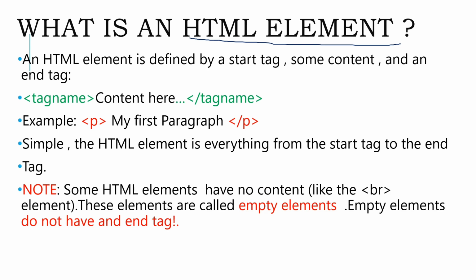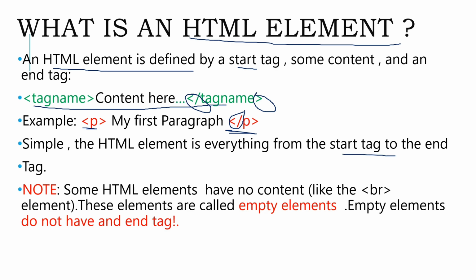And what is an HTML element? An HTML element is defined by using a start tag with some content and the end tag. Here is an example of a paragraph tag. P indicates a paragraph. Every element, every tag, starts with one angular brace and closes with another angular brace. So an HTML element is nothing but an opening tag, content, and a closing tag. It's all one element.